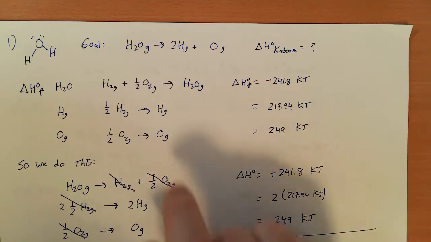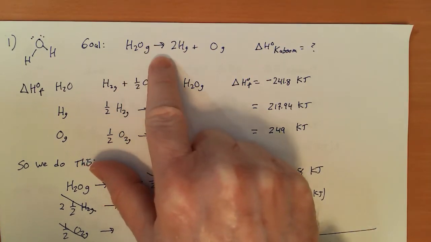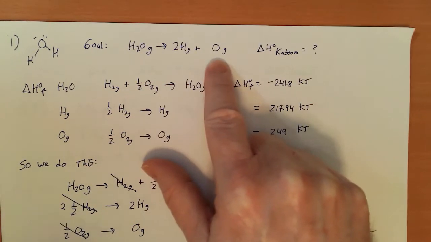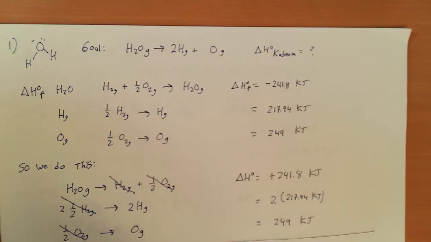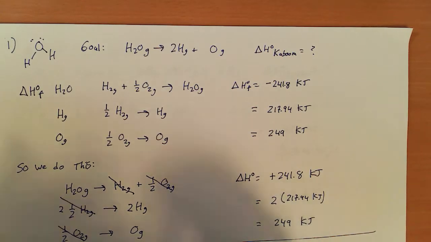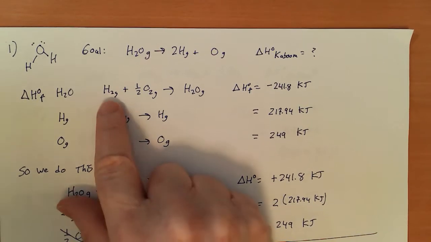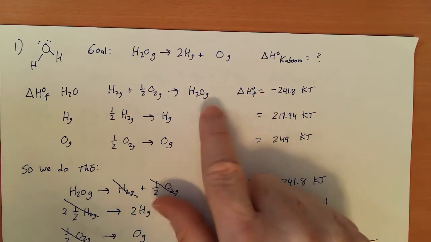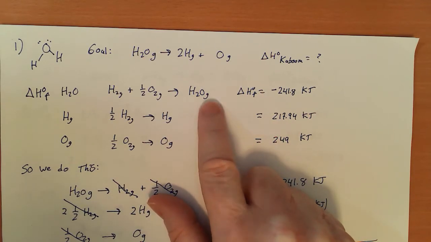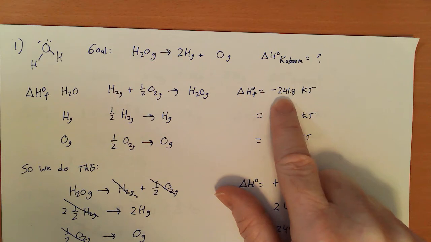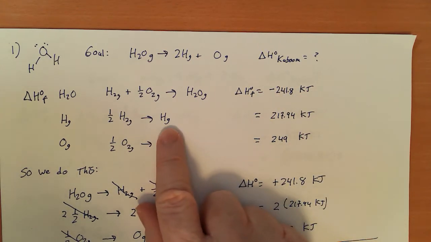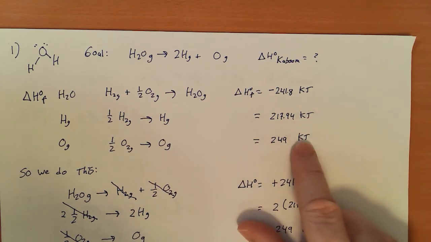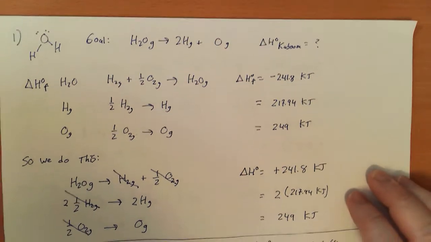Okay, water. Our goal is to go H2O gas to 2H gas plus O gas, which we call delta H naught kaboom. That's my own term, not an AP term or anything like that. We're just blowing up the whole molecule. So I look up the heat of formation for water, and remember that has to be as a gas, not as a liquid. So delta H naught formation is negative 241.8 kilojoules. I look up the heat of formation for hydrogen gas and for oxygen gas, boom, boom. I've already used those in the lecture before.